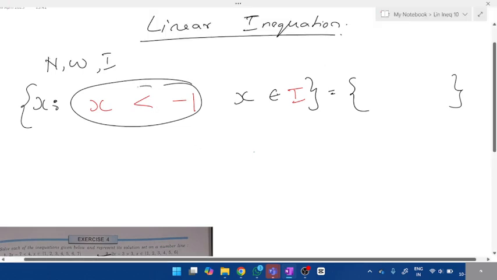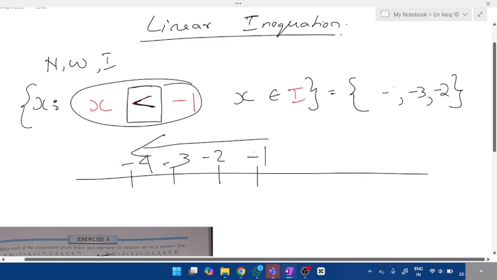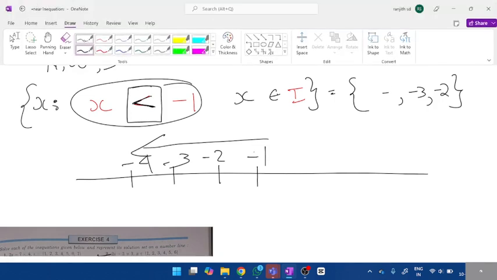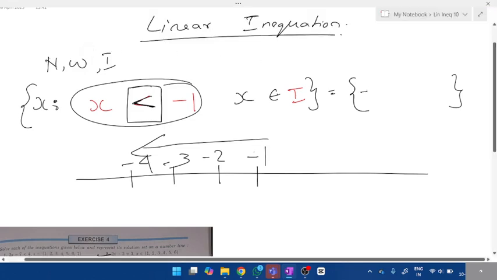Less than, which side is this symbol moving towards? Which side is this symbol moving, left hand side or right hand side? Go as per the symbol. Left hand side: minus 2, minus 3, minus 4. So what is the answer? Minus 2, minus 3. It goes on, so there's no stop. There is no ending.